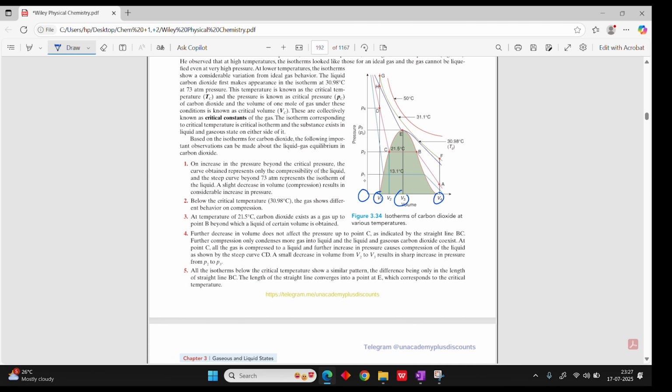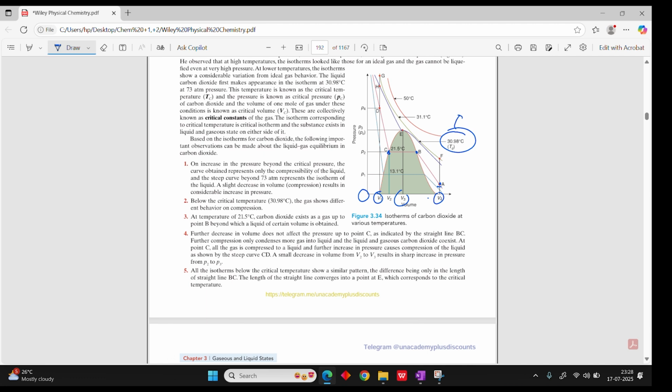So here basically what did Andrew observe? It's the name of a scientist. You can see here the volumes V1, V3, V2, V1, and pressure values P3, P2, P1. Until this point, he kept starting at A. Then, while reducing the volume, he came to points B, C, D, which he brought into graphs.